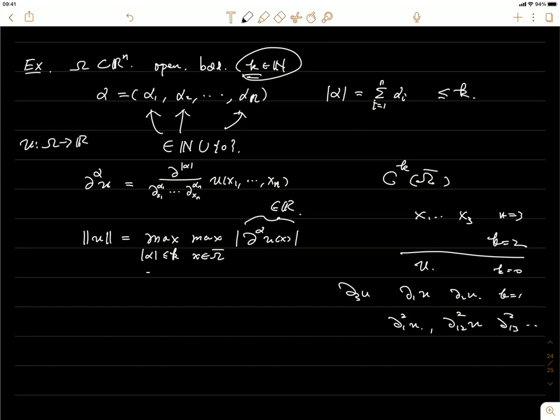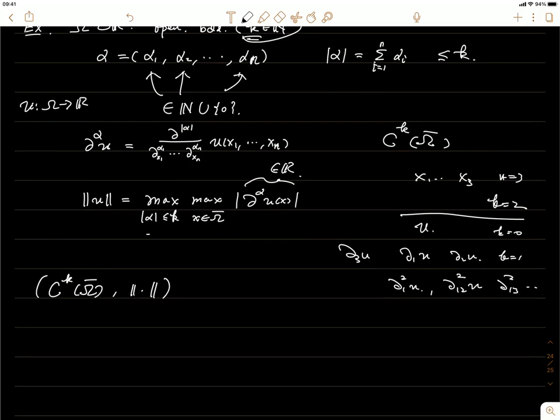Now we want to show that the space C^k is closed under this norm. Again, we're going to show this is a Banach space. The first step is to show that it's linear, and this linearity is pretty easy to show for C^k. So it's a linear space. Second is to show that this is a norm. Showing this is pretty straightforward as well because of the way we define this.